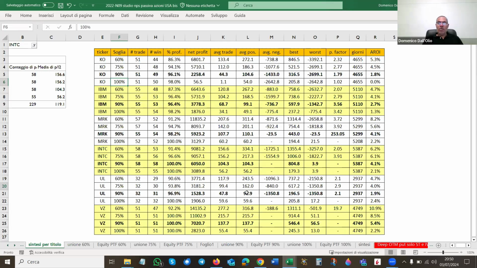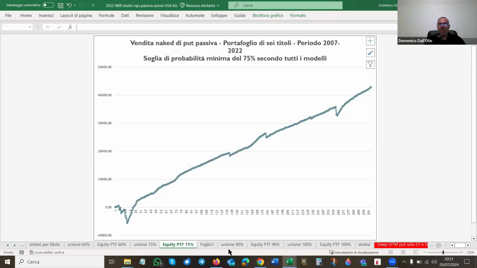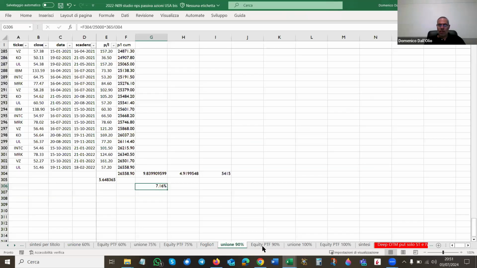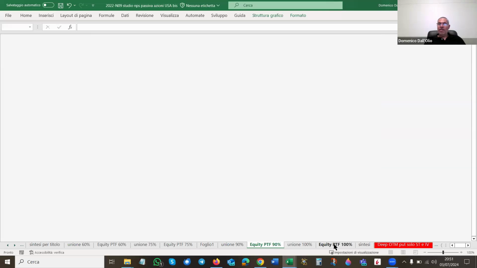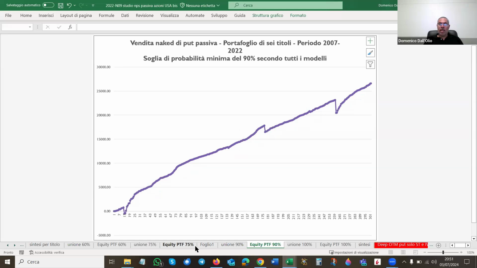I tried to combine all the stocks in a single portfolio and look at the equity lines. This is with the 60% minimum threshold for the minimum probability in favor. This is with the 75%. This is with the 90%, and this is with the 100%. And look at that. The worst drawdown ever comes with the best probability readings. This drawdown is by far the greatest one with respect to all the other choices you could take. You see?